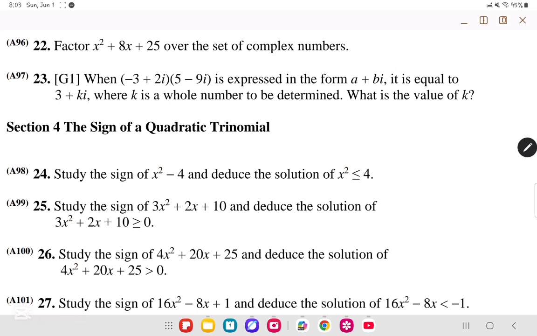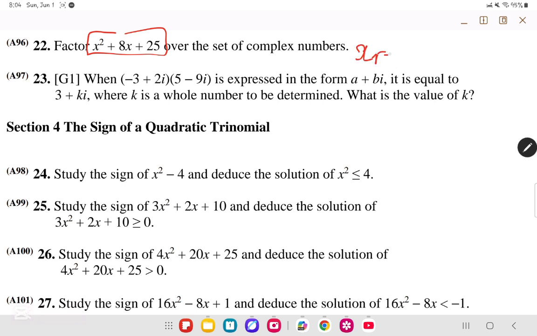It says, they want us to factor x squared plus 8x plus 25. Again, if you have this equation solver on your calculator, you can do mode 5, 3. You can put 1 for A, 8 for B, and 25 for C. Put it on your calculator, you will get the roots.